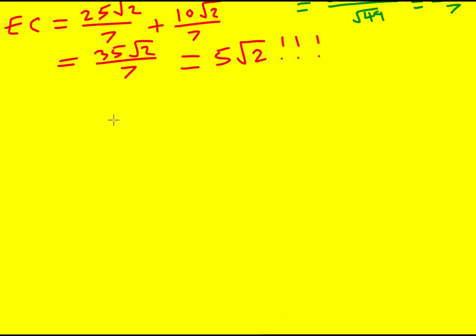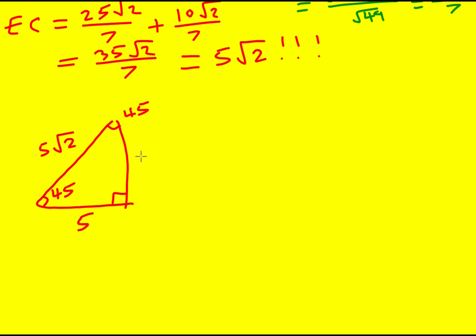Now, what we have is a right angle triangle, 45 degrees either side. This is 5 root 2. It follows that the sides of the square are actually 5 and 5, because it's x squared plus x squared. If I just call this x, x squared plus x squared is 5 root 2 squared. So 2x squared.